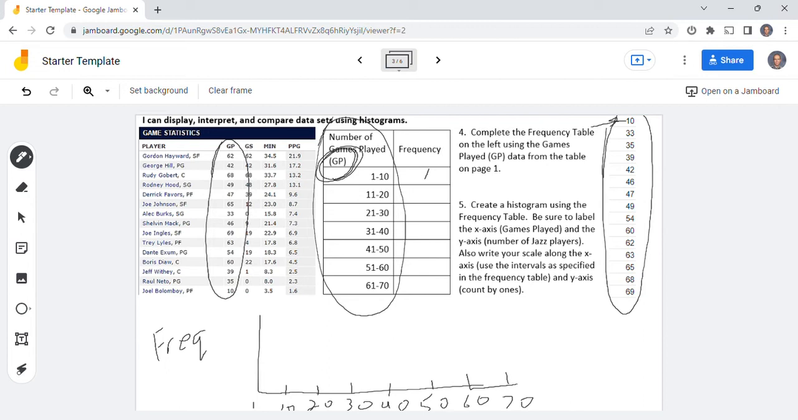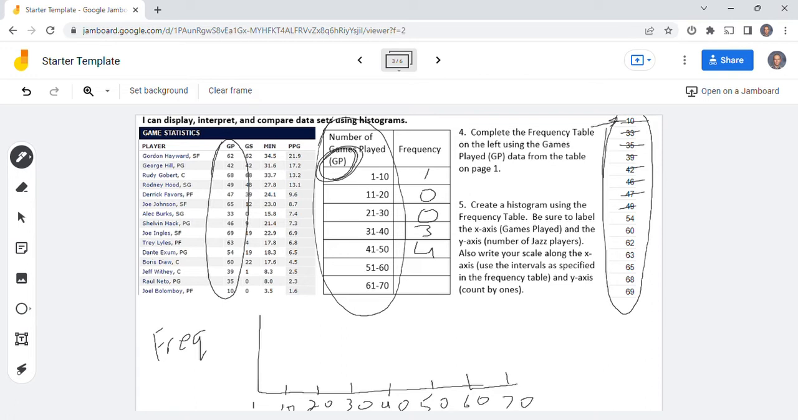We're going to fill out this frequency table so we know what our tallest bar is before we start to draw them. All right, so we cross that off. Next, 11 to 20, we don't have any, so I'm going to put a 0 there. 21 to 30, we don't have any again, so I'm going to put a 0 there. 31 to 40, we have 1, 2, 3, so there's 3 in that category. 41 to 50, we have 1, 2, 3, 4.